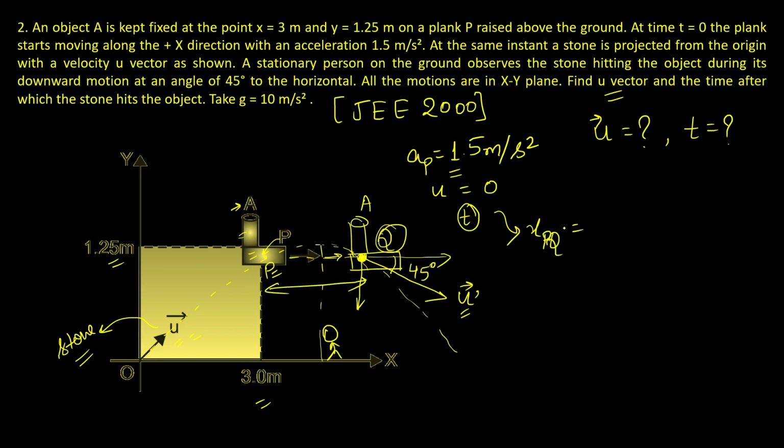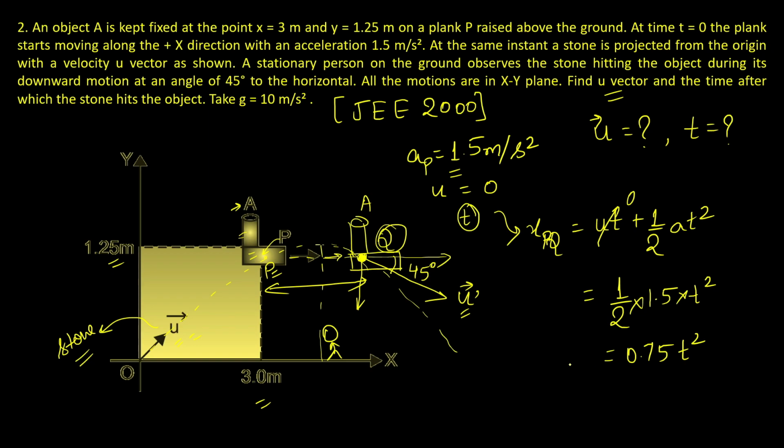Then at point Q, the distance PQ, x PQ, will be equal to this distance I'm talking about. This can be written as x is equal to ut plus half at square. This ut is 0 because u is 0. That is equal to half into a, which is 1.5, into t square. That is equal to 0.75 t square. That is x PQ. The first thing that we have now. This is the x PQ.